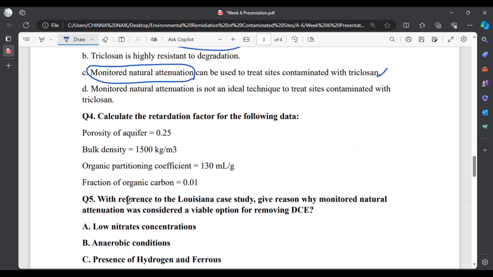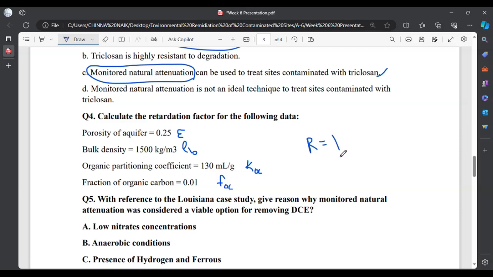Then question number 4, it is a direct question. They ask to calculate the retardation factor for the following data. Porosity is given, that is epsilon, and bulk density, that is rho b, and organic partition coefficient KOC, and fraction of organic carbon FOC. Now the retardation factor formula is direct, it's a simple direct question.